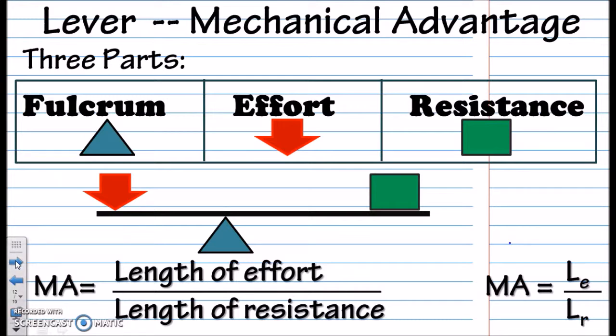One of the first simple machines that we're going to talk about is the lever. The lever has 3 different parts to it. The fulcrum is the point at which it pivots. The effort is your applied force. It's what you've applied to it.